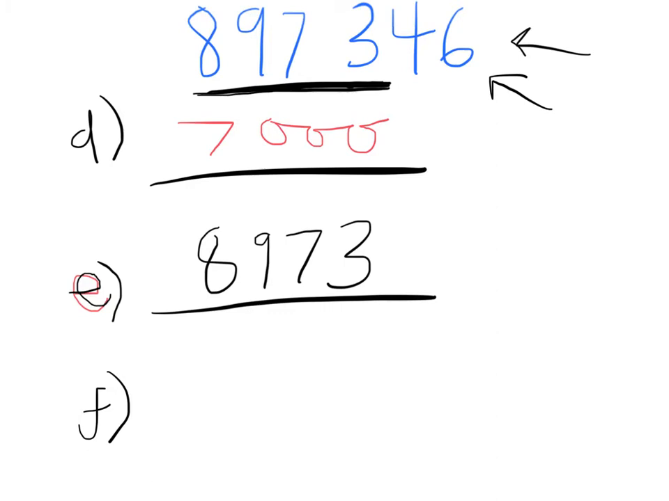I want you to round off this number up here to the nearest 10,000. I think that's appropriately hard. Round off this number to the nearest 10,000.